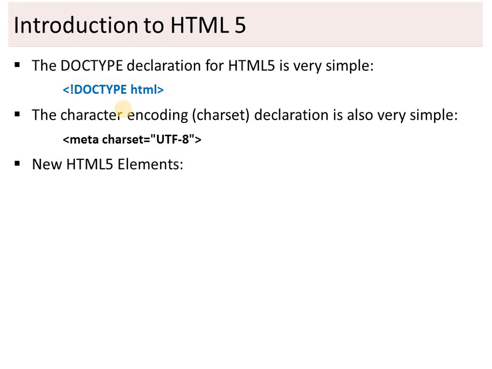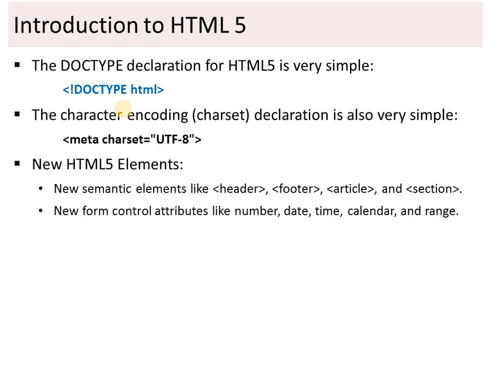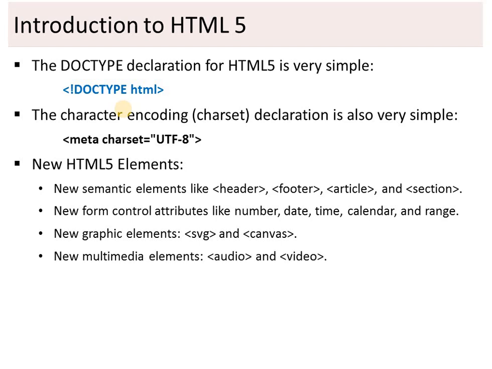After that, HTML5 elements. Now in HTML5 some elements are replaced, some are introduced, and some others are just removed. For example, there are new semantic elements like header, footer, article, section. These are introduced in HTML5. There are also some new control types like number, date, time, calendar, range. These are also introduced in HTML5. After that, some graphics elements are also included, that is SVG and Canvas. You can check my channel for topics related to Canvas and SVG tags.